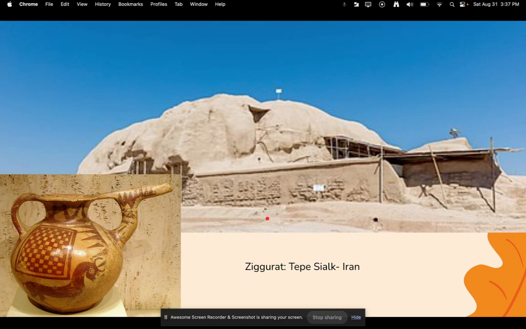This ziggurat's really famous. It's called Tepe Sialk, which is in Iran, and inside the ziggurat itself there has been pottery found, such as this piece right here. You can see it's still intact.